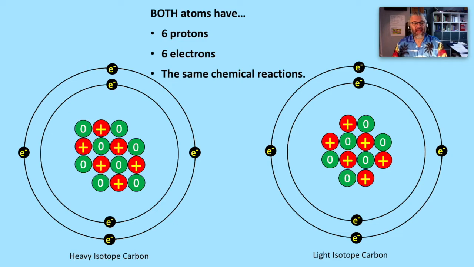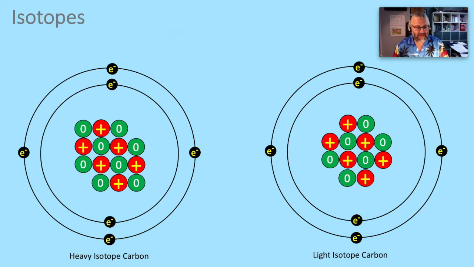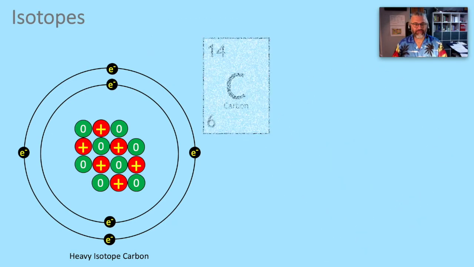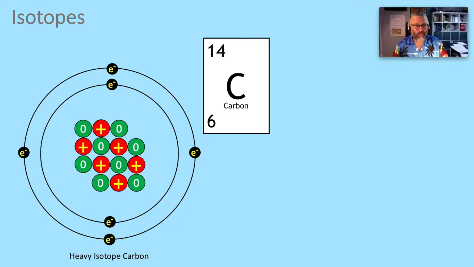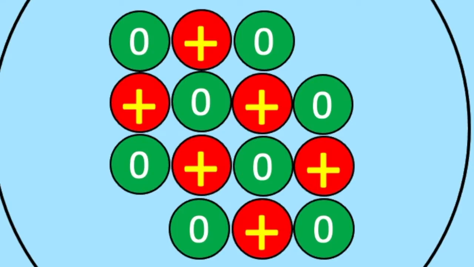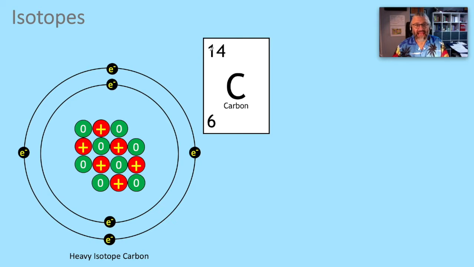However, if we now just look at the heavy isotope of carbon, we can show it like this. The total number of particles, and you can count them, is 14. However, only 6 of these are the protons. So if we take 6 away from 14, we get 8. So there are 8 neutrons in the heavy isotope of carbon.